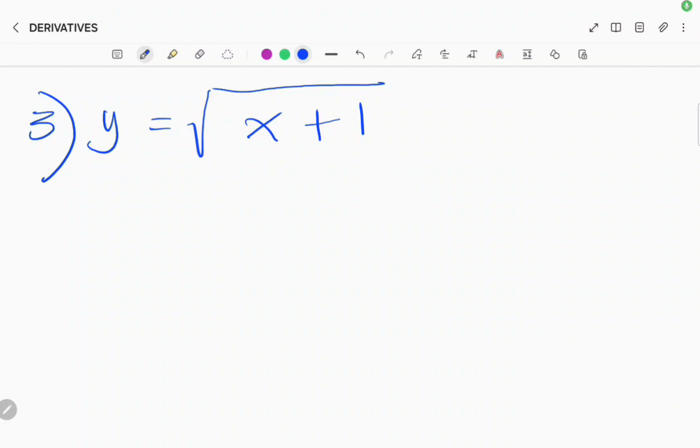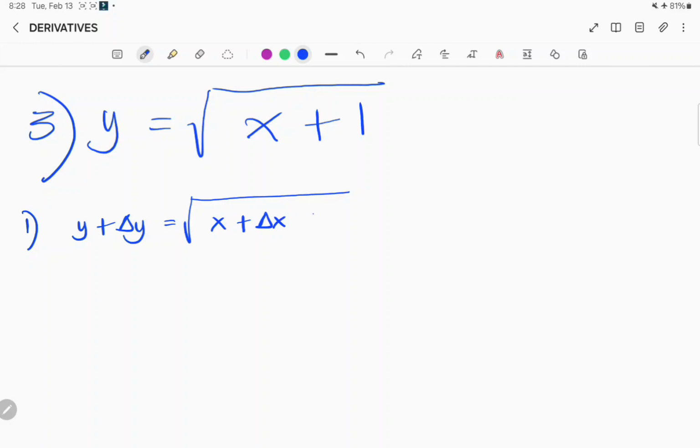Next example is y equals the square root of x plus 1. Same process. For step number 1, we have to change y into y plus change of y, and x will be changed as x plus change of x, and then we have another plus 1. So we cannot simplify the right side anymore. Let's have step number 2.